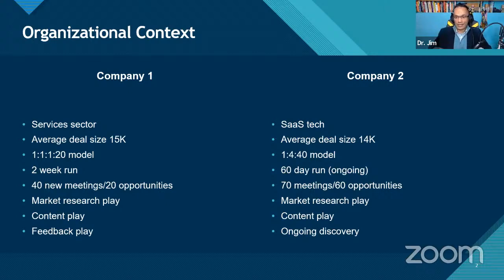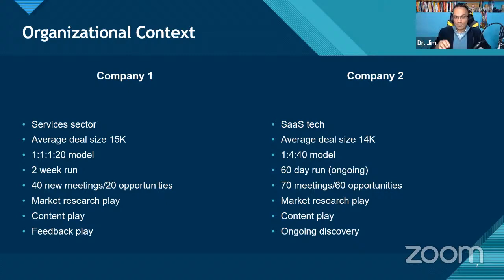So that motion in that first company, we only did it for 2 weeks. So it was a really narrow run, but that generated 40 new meetings and 20 opportunities. And we used the combination of content led plays and market research plays, and then looped that all into a feedback component that creates a scenario where you're in perpetual discovery.